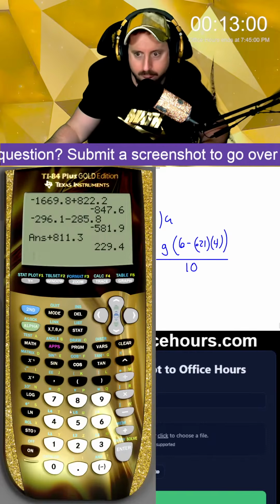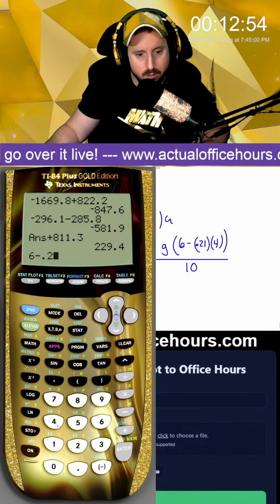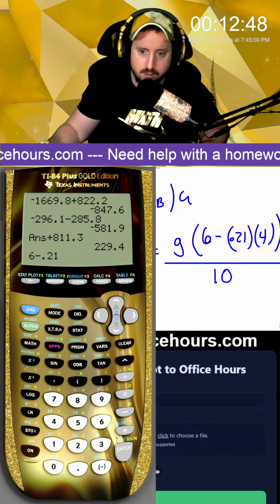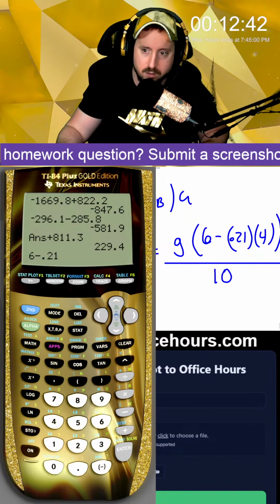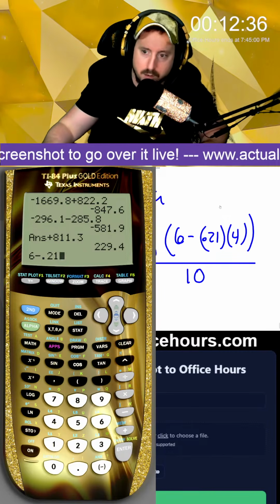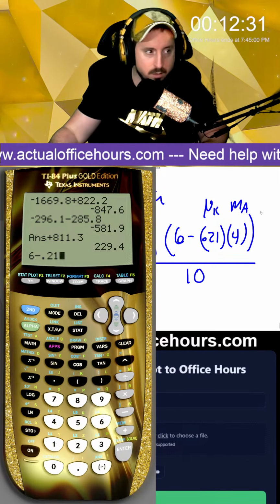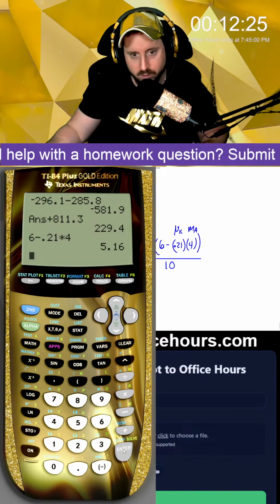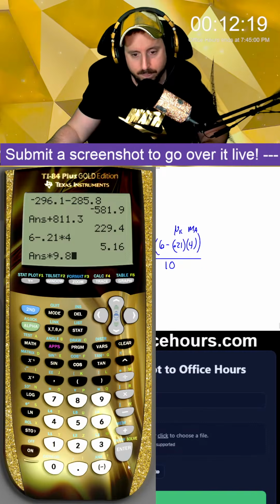Let's see what we get from that. So 6 minus 0.21. Wait, is that mu? Is that mu MAG? Yes. This is mu. Then this is the mass of block A, and then this is times G. So what I did is I pulled the G out. So now it's just this kinetic friction, right? This is mu K times MA. Yeah, you're good. Yeah, always ask questions along the way. It's good. Okay, so that's that, and then you do times 9.8 divided by 10.